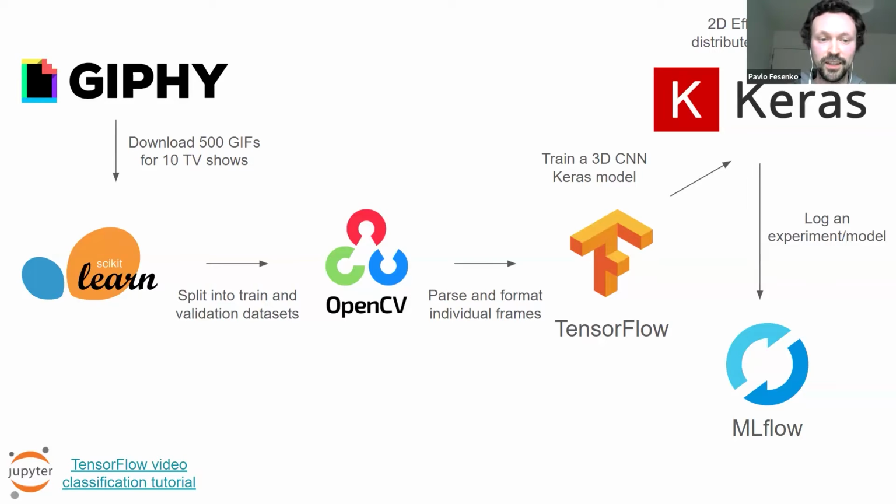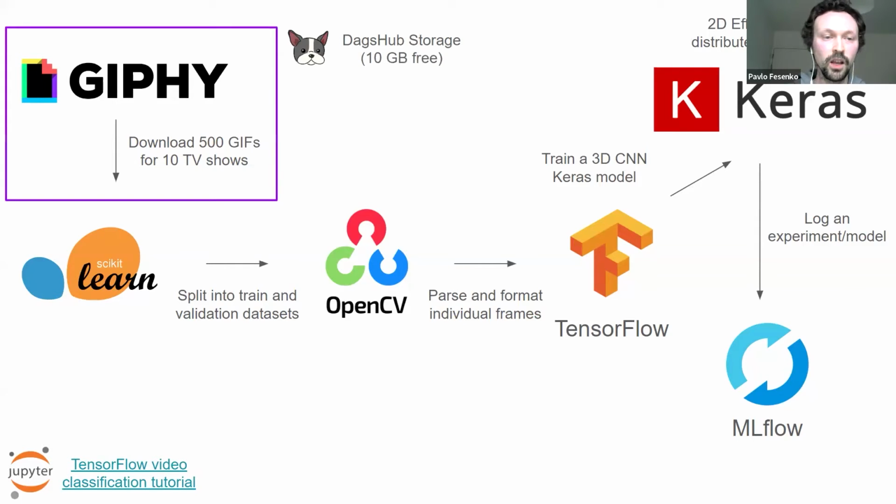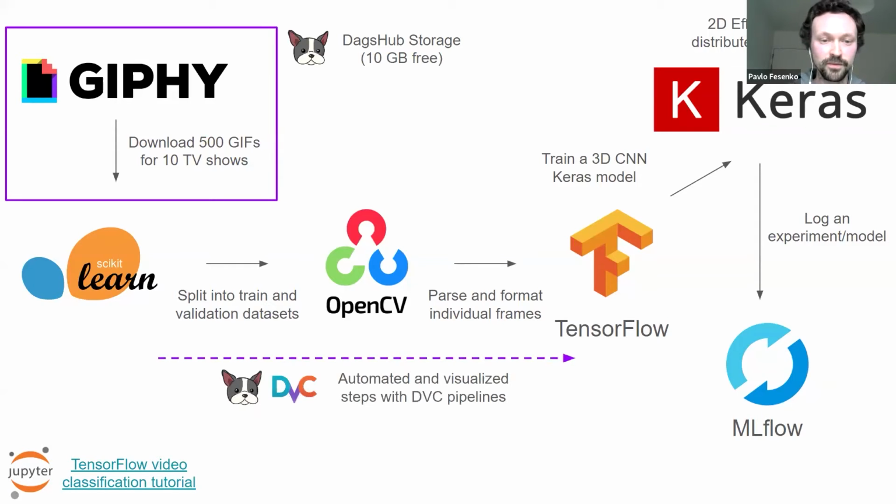Now, in this training process, there is no DagsHub yet, but actually it can be, and there are a lot of tools where you can apply it. So the first one is storing data. So the data that I collected, if I want to collaborate with someone, I could just upload it to the DagsHub storage. And thanks to Dean and their team, we can enjoy 10 gigabytes for free for every repository.